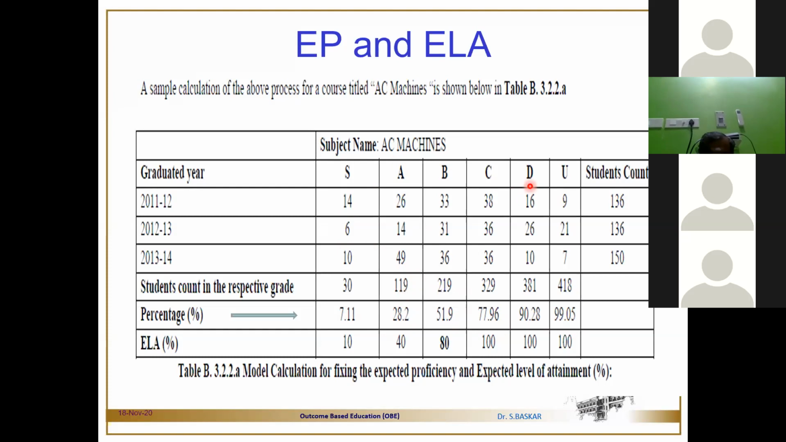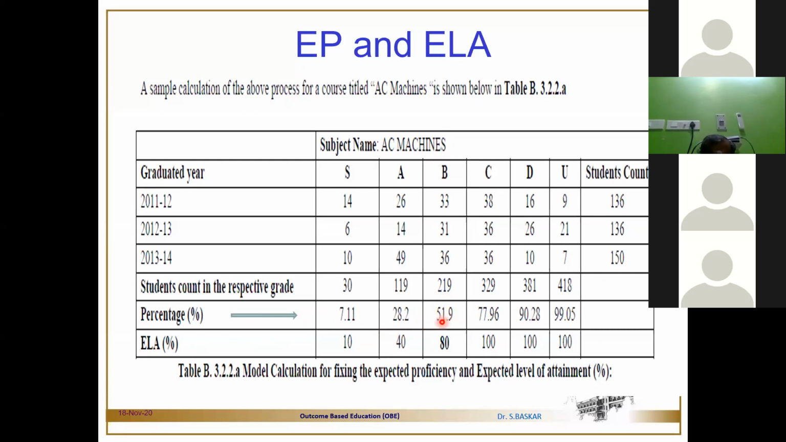Now, from this data, I am going to fix the expected proficiency. Here, I am going to move from higher level to lower level. I will be starting from S grade to U grade. While moving, I am going to fix the number that is more than 50% in the first instance. If you go from S grade to B grade, S is only 7%, A is only 28%, only B grade is more than 51.9. Therefore, this is my expected proficiency. Therefore, B is the expected proficiency. The expected level of attainment will be 50% of this number.